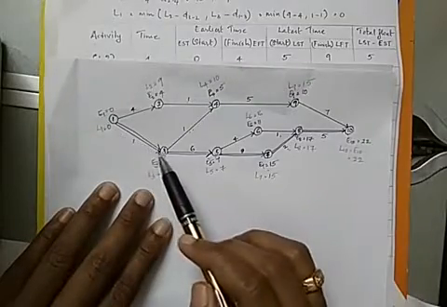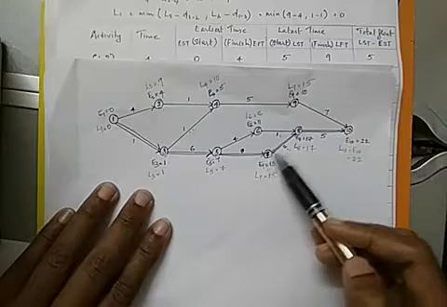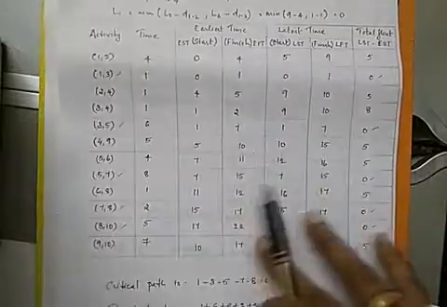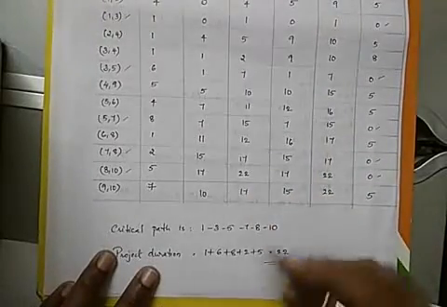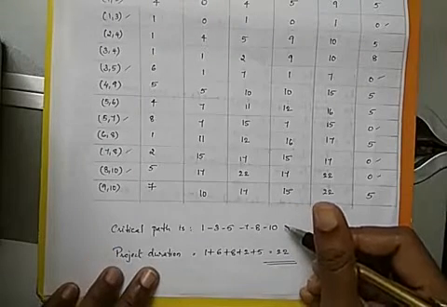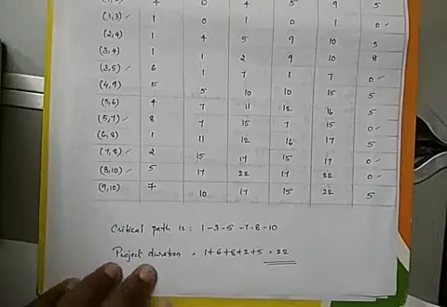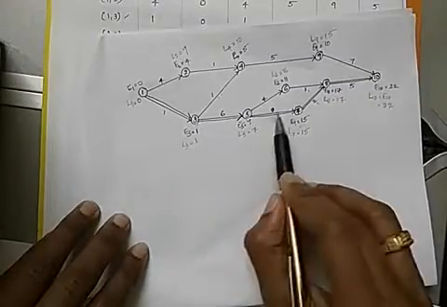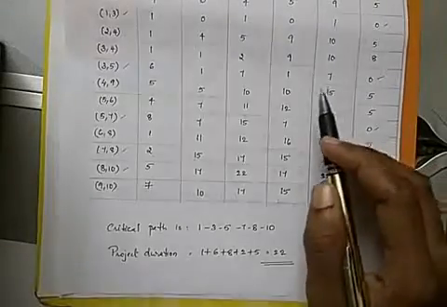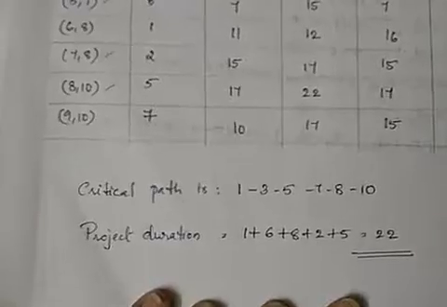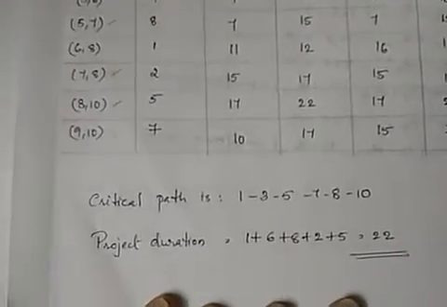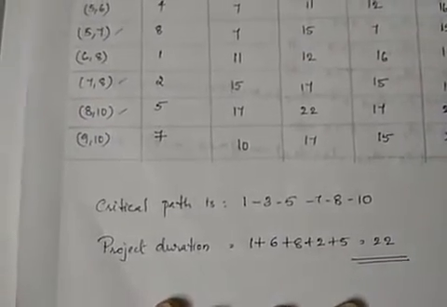So the critical path is 1, 3, 5, 7, 8, 10. This is the critical path for the network diagram. So we'll write the critical path like this. This is one answer that we have to show. Then from that you can find the project duration. The project duration is calculated by adding the durations given in the critical path. That is 1 plus 6 plus 8 plus 2 plus 5 will give the project duration. You will get 22. This is how we find the critical path and project duration for a given network using the CPM method, that is the critical path method.